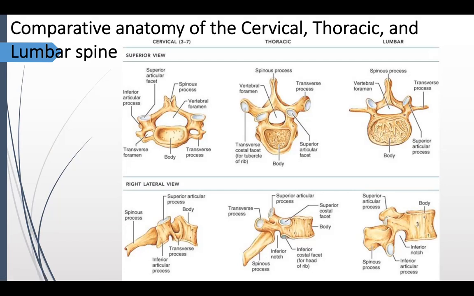Why do you think that is? Again, it's all about forces being transmitted through the actual spine. If this was thinner, with all of the forces being transmitted here, we might see more fractures at the lumbar spine than we actually do to begin with.